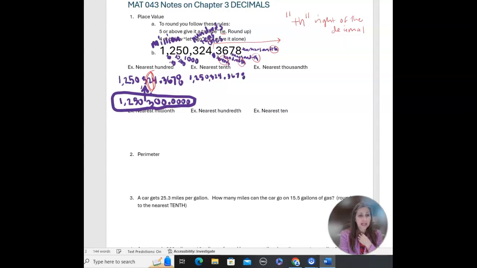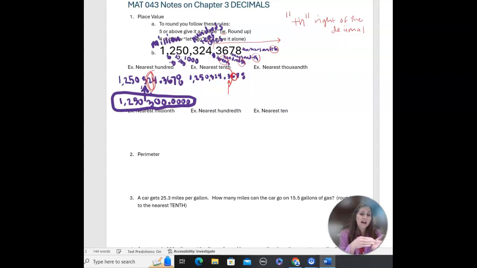1,250,324.3678. Okay, this has the 10th, so it's got the TH. Now let's look at it. This is my 10th place. 3 is my 10th place. But 3 does not get to decide what it needs to do. It's the number after 3 that determines our rounding. So I look after the 3, and it is a 6.